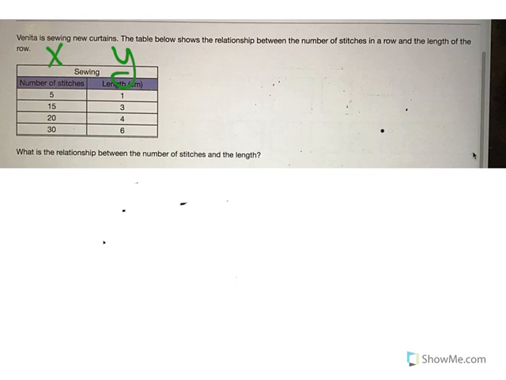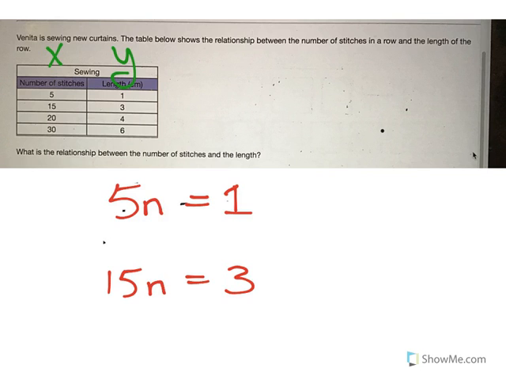Usually when I go from X to Y, I'm multiplying. So how can I go from 5 to 1? So I need to multiply 5 times something, or 15 times something, to equal 3 or 1. How do I go from 5 to 1? So I'm going to do multiplying by something. I'm going to use a variable. I'm not going to use an X. I'll use an N on both of these.